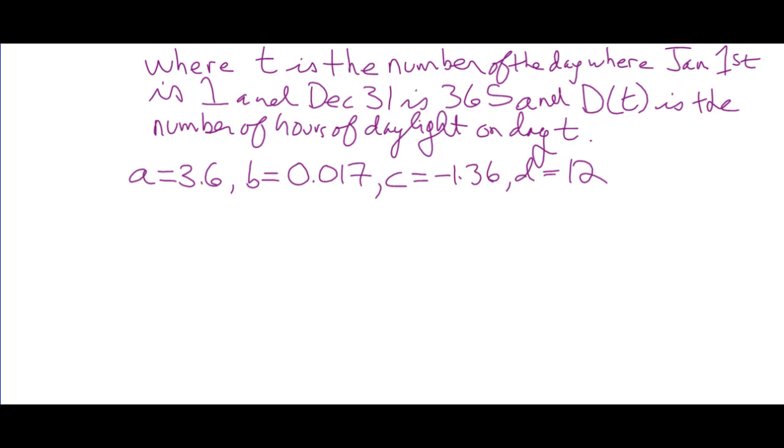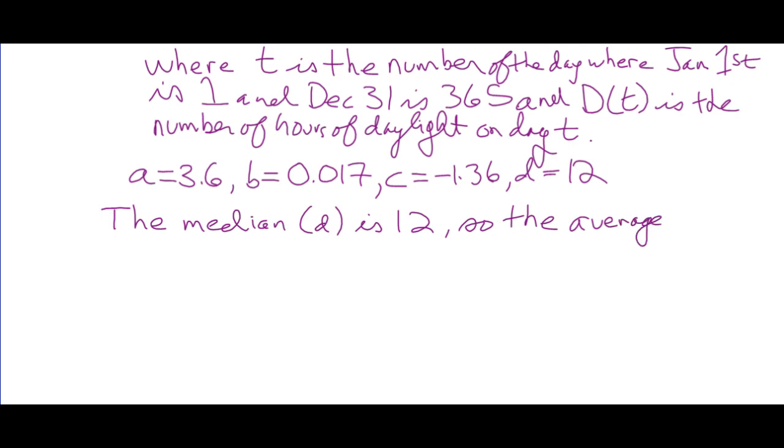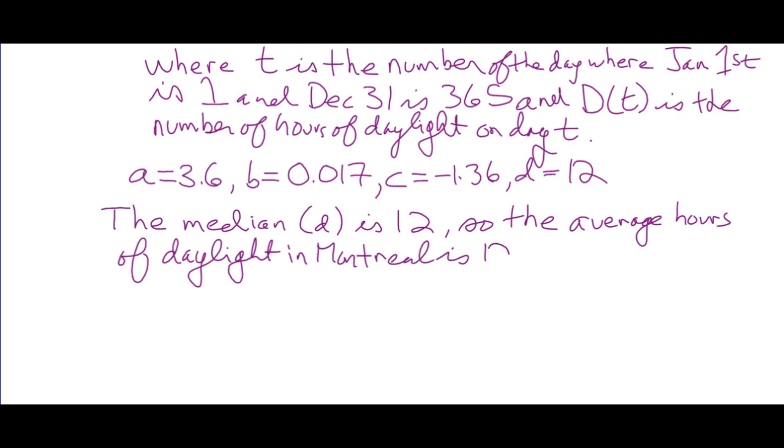So in this case, we're going to go with median, okay, D is 12. So another word for median is average, right? So we'd say the average number, right? Average could be the mean. So to do the mean, I just add up all the numbers, divide by how many. Could be the median, which is the middle. And it could be the mode, which is the most frequently occurring. But in this case, we'd say median is the average. So the average hours of daylight in Montreal is 12.